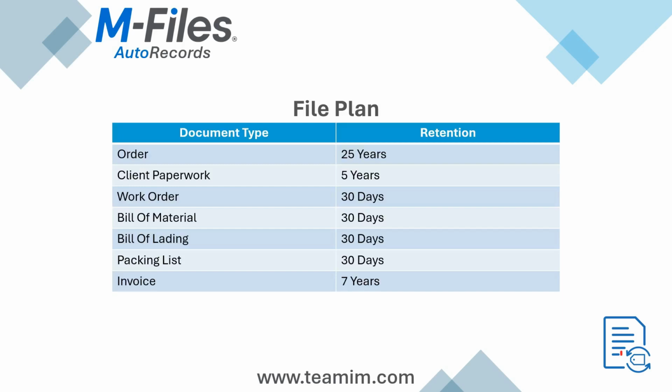To keep track of how long the documents should be stored, records managers would create something called a file plan. And the file plan is very important and is often communicated across the organization to make sure everyone is aware of any legal requirements. For example, we keep orders 25 years potentially because of warranty issues, and we keep invoices 7 years due to regulatory requirements in the United States.